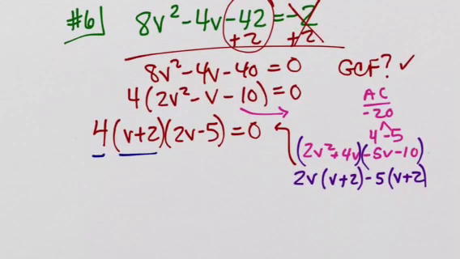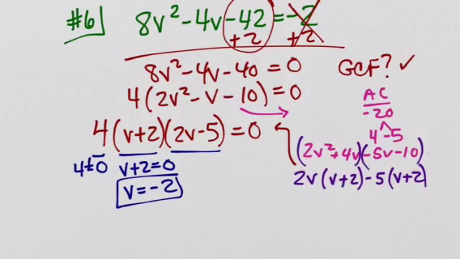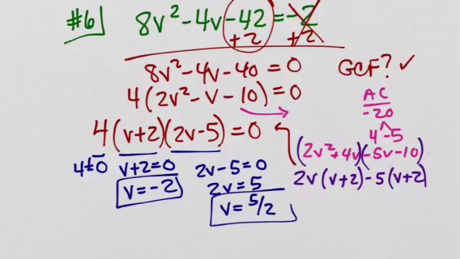So I have 3 things that I need to test. Again, I don't really care about the 4 because it does not equal 0, and there's no variable that I can plug in to make it equal 0, but I do care about the v plus 2 because if I subtract 2 from both sides it looks like negative 2 is an answer. And I do care about the 2v minus 5 because I can set it equal to 0, add 5 to both sides, divide both sides by 2, and get 5 halves, and that's an answer.